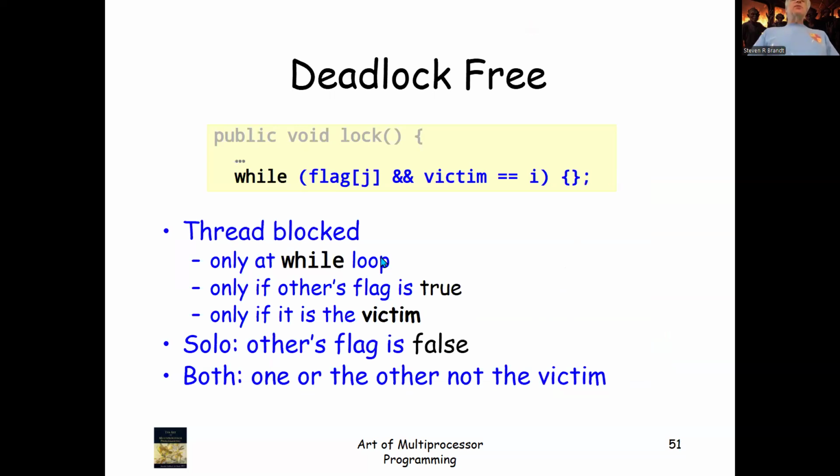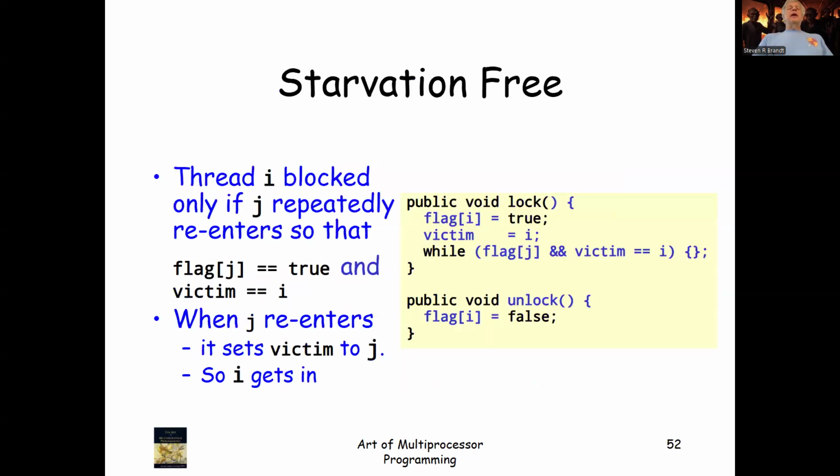So we're deadlock free, right? A thread is blocked only at the while loop, and only if the other's flag is true and only if it is the victim. If it's solo, the other's flag is false and it works fine. One or the other is the victim, but not both of them. So it's deadlock free. And it's starvation free, because thread I is blocked only if J repeatedly re-enters. But if J wants to repeatedly re-enter, it has to keep setting itself as the victim, and so that's not going to happen. So this is going to be starvation free also. If you start to get the lock, you will get it. Make sense?